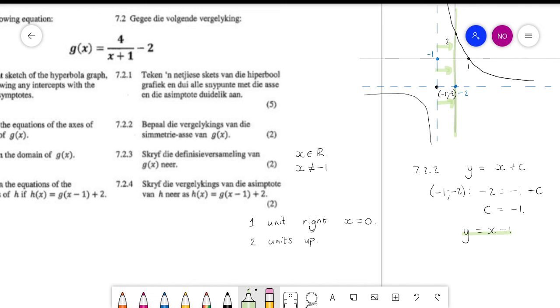And what is the equation of the y-axis? Is x equal to 0.